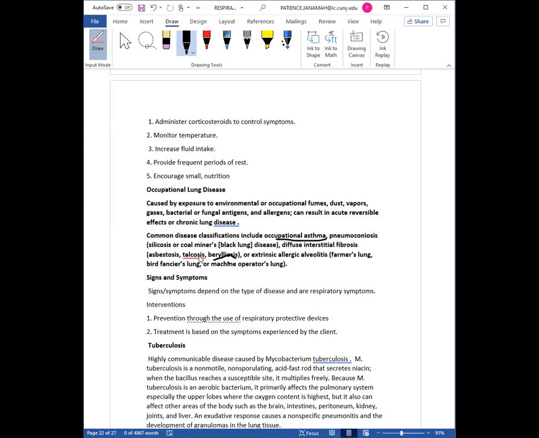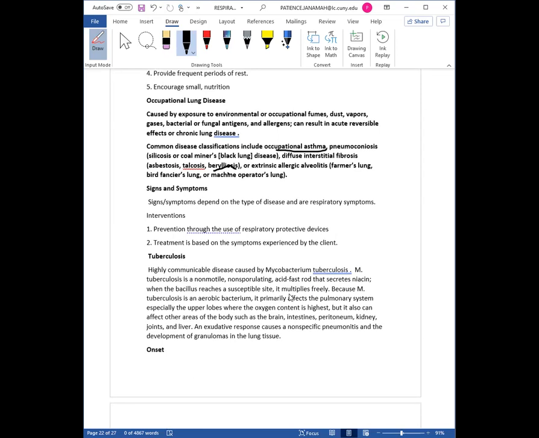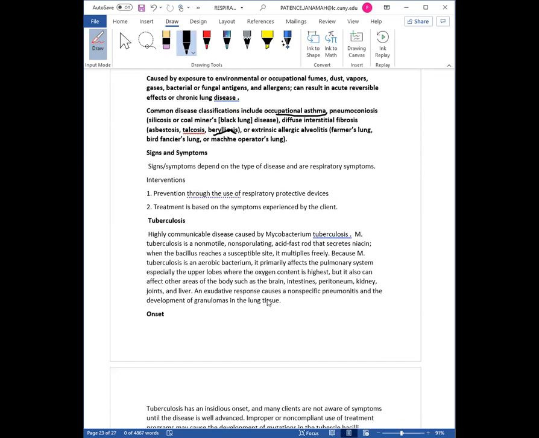I don't know if we understand it. But if they mention occupational lung disease, they tell you it's lung, then you are good. Yes, you'll be able to figure it out, but they won't tell you that. They're going to look for berylliosis, and then you are all off if you are not careful. Then the signs and symptoms depend on the type of disease and our respiratory systems. Prevention is through the use of respiratory protective devices. Treatment is based on the symptoms experienced by the client.